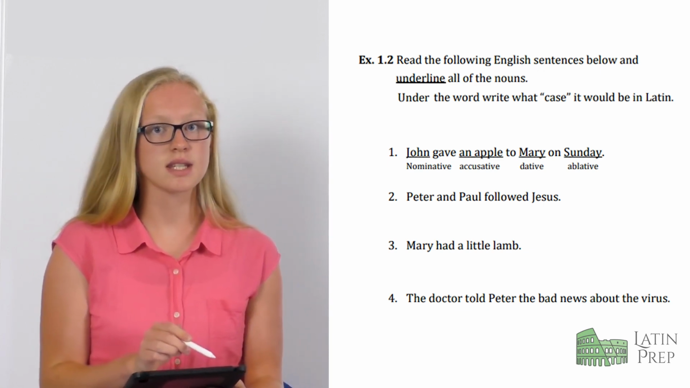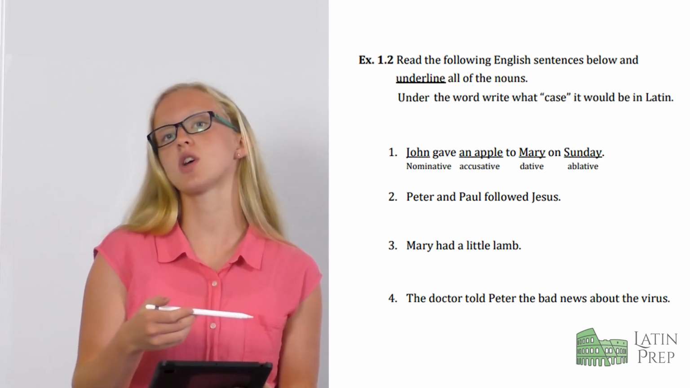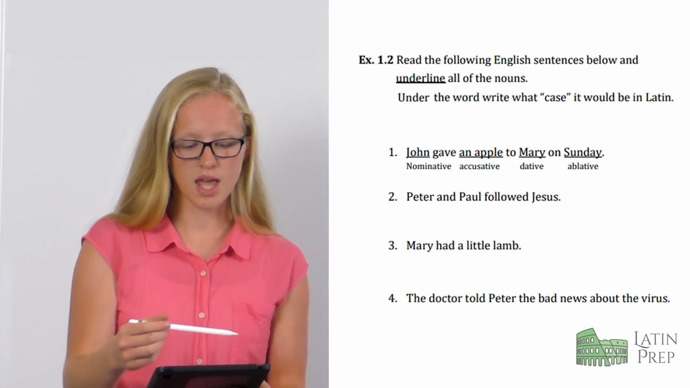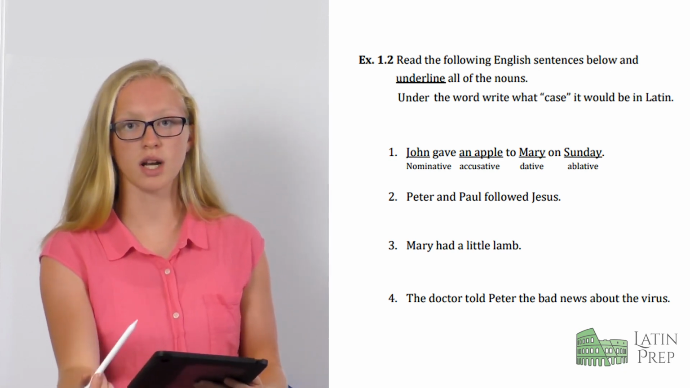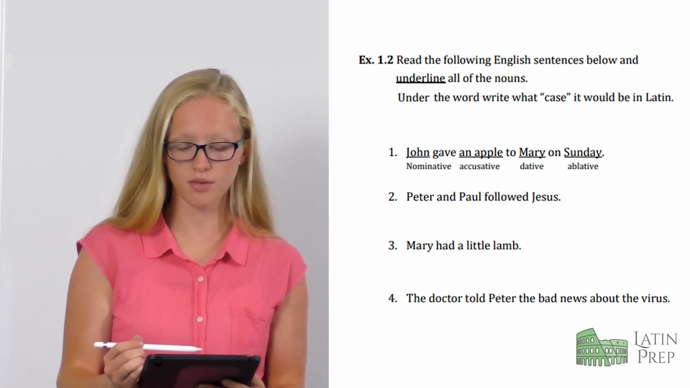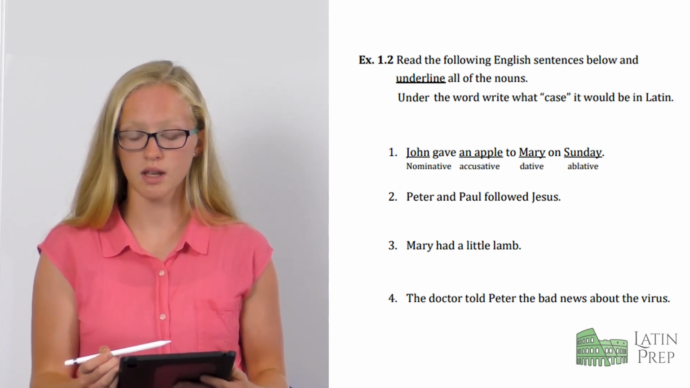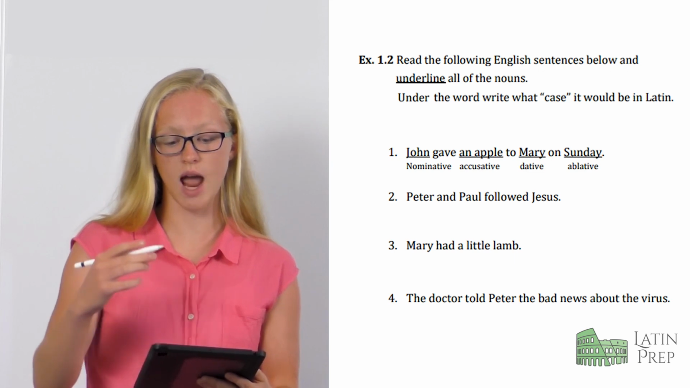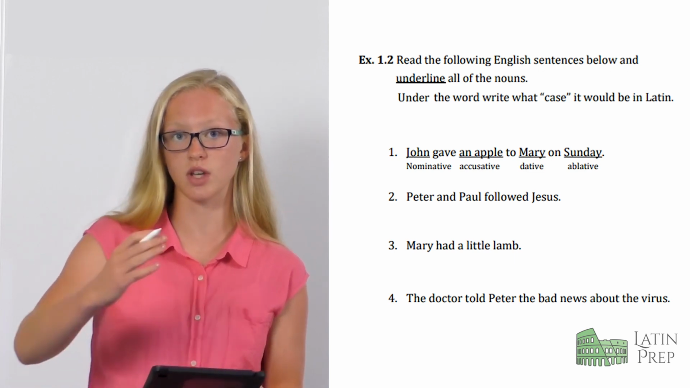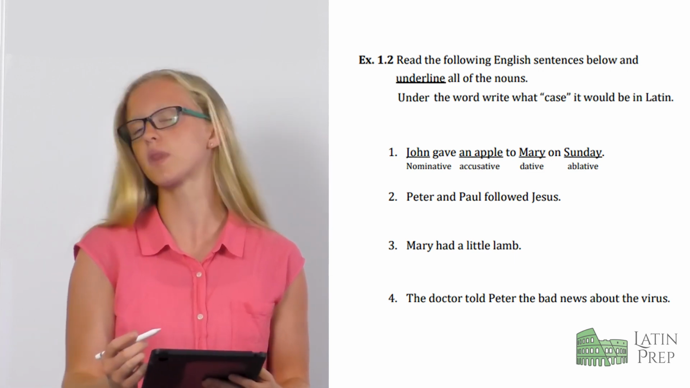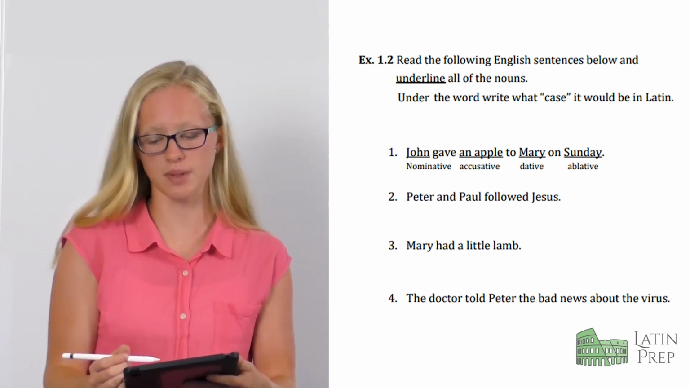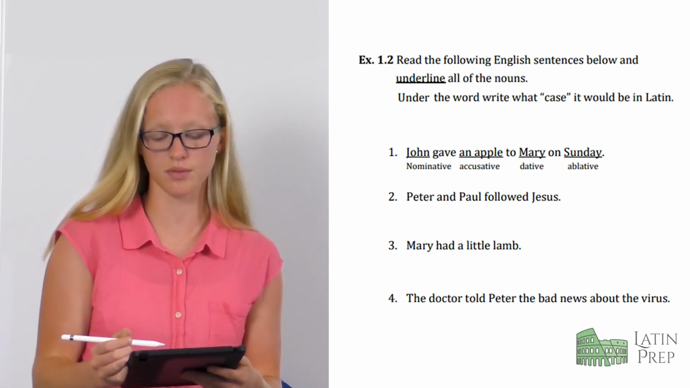And so our sentence is about John. That's called the subject, but it's the nominative. Gave an apple, direct object, so we call it accusative. To Mary, this is one of those where you might think it's object of the preposition, but it's actually dative because it's what he's giving, who he's giving it to. So to Mary, dative. And then Sunday is an object of a preposition, so we call that ablative.